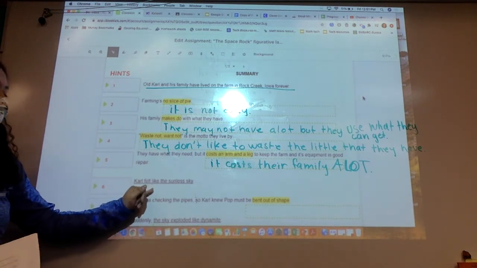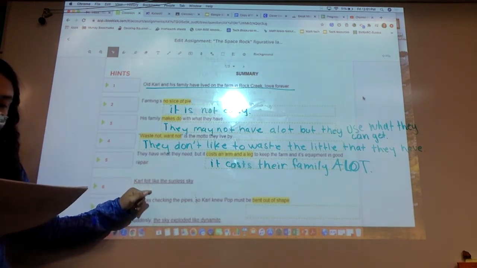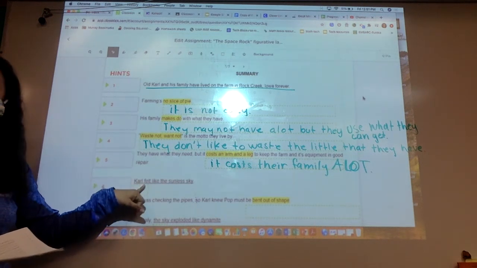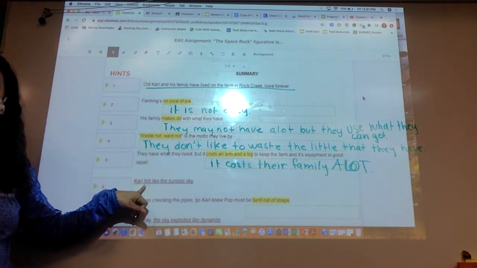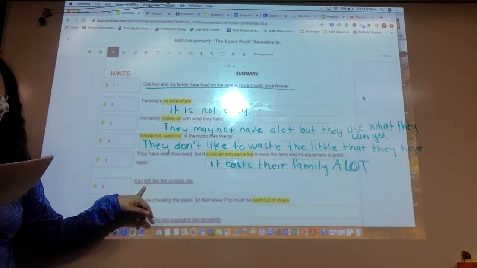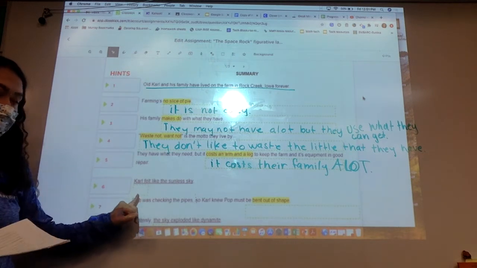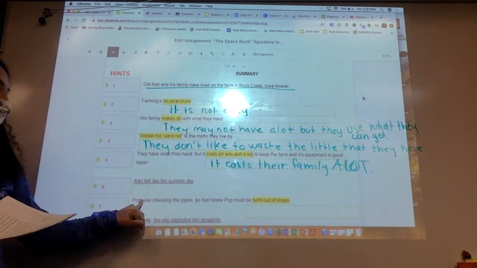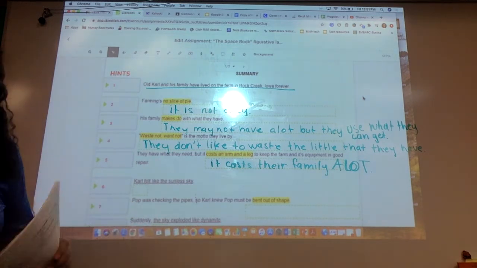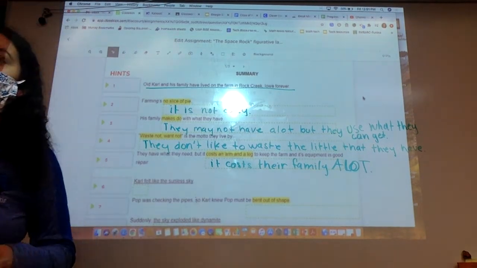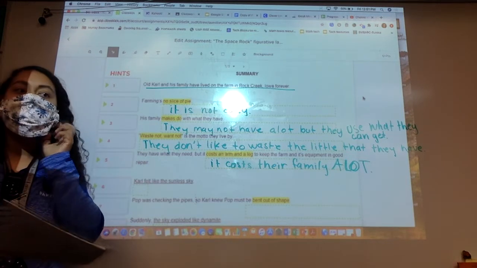Okay, so this next one is not highlighted, so it's not an idiom, okay? It is underlined, which means that it is a simile or a metaphor. So we need to figure out which one it is, and then write in an S or an M here. Ready? Carl felt like the sunless sky.